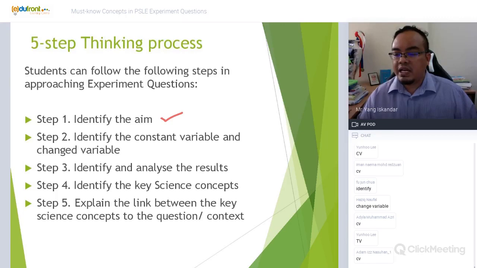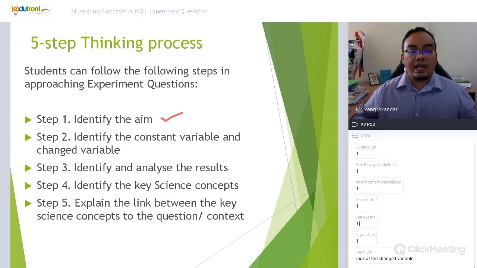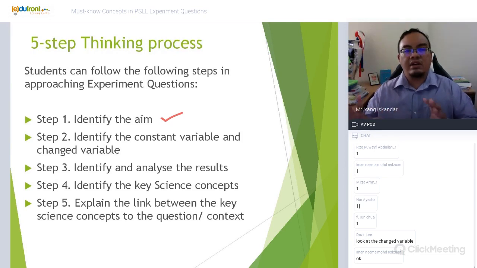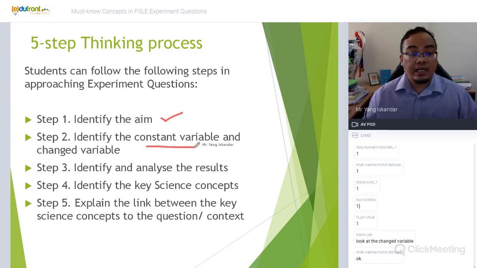Now remember, how many change variables can there be in one experiment? There can only be one, right? And you must be able to identify the change variable, otherwise it's very difficult for you to answer the question. It's very easy to identify. The change variable is what you want to test in the experiment, and what is different in the experiment. Like the example I gave you just now, it is the type of soil. One is clayey soil, sandy soil, and garden soil. So that is the change variable. And from the change variable, you can state or construct the aim of the experiment.